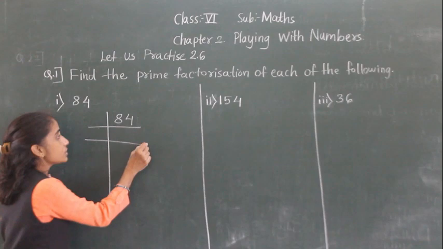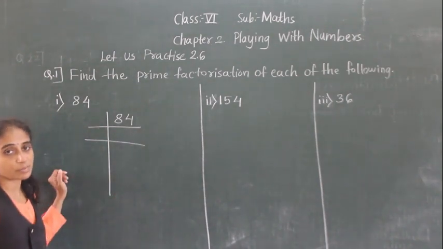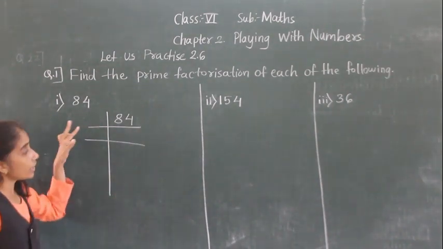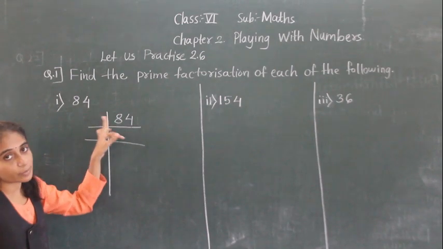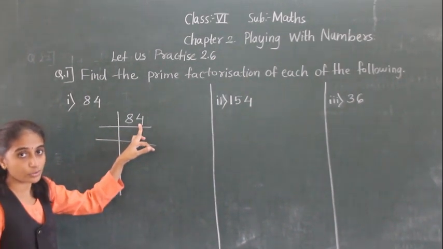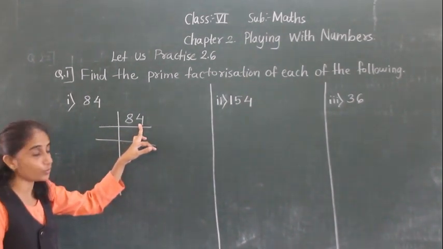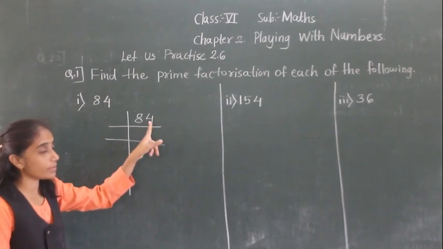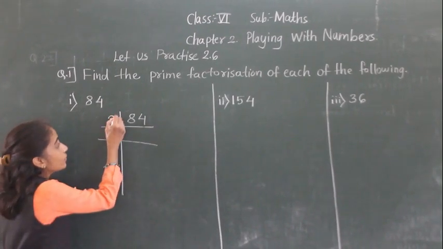Now see, which is the smallest prime number? 2. Now, is it possible to divide by 2? Yes. You have learned the divisibility test of 2. Yes, it is divisible by 2. So, divide by 2.